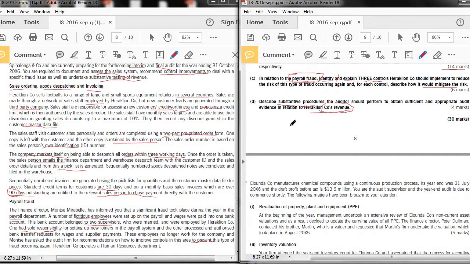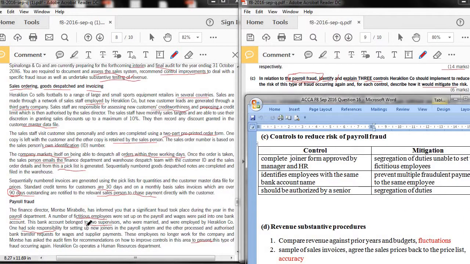Moving towards part C, in relation to the payroll fraud, identify and explain 3 controls and how they would mitigate the risk. The answer to this part is we have to recommend the controls. So from the start, the first control will be every newcomer should complete the joining form approved by the manager of the department and the HR manager. This will create a segregation of duties, and no one employee would be able to set up fictitious employees.